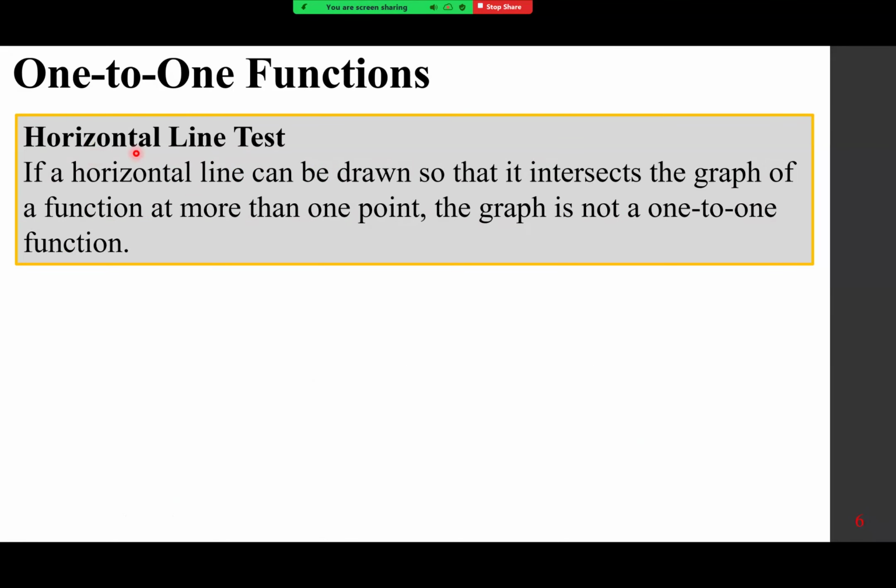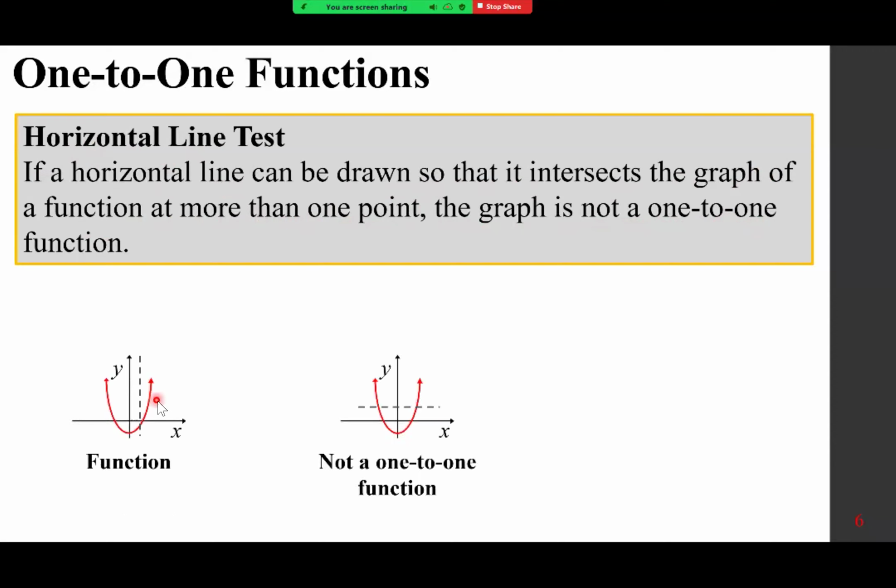So we use the vertical line test for a function. Now we are going to use a horizontal line test for a one-to-one function. If a horizontal line can be drawn so that it intersects the graph of a function at more than one point, the graph is not a one-to-one function. So this is a function, yes, but not a one-to-one function. This is a one-to-one function.